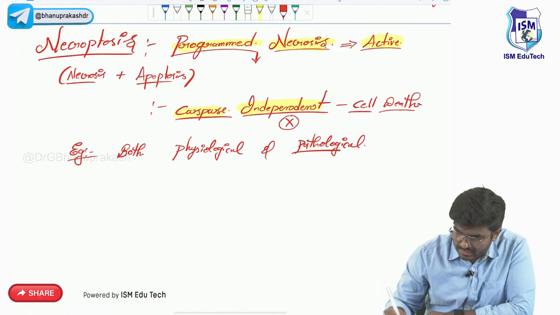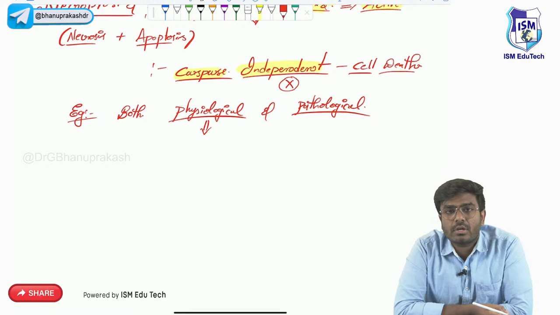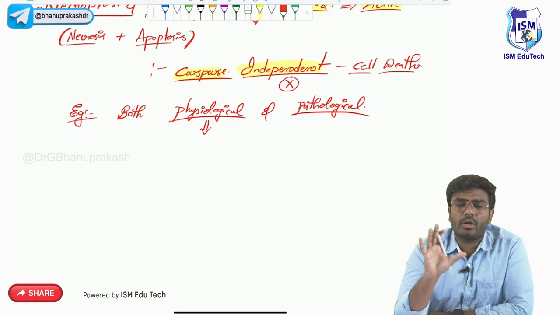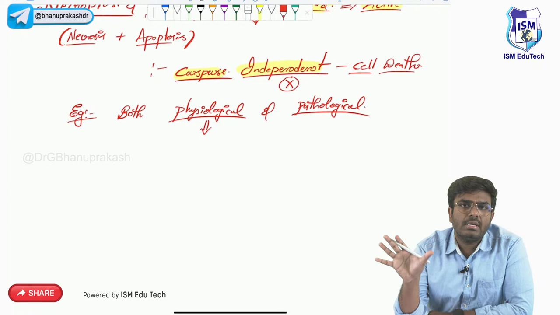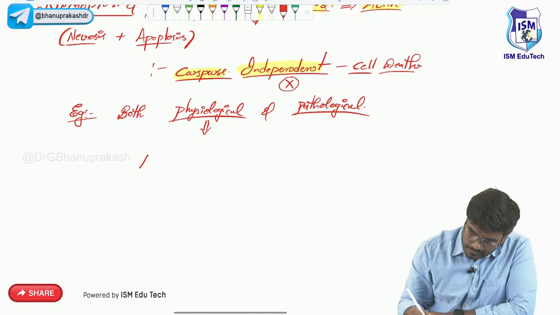Now, what is a physiological example of necroptosis? In our body, which cells are undergoing necroptosis? Direct questions. As a doctor, to clear the exams, you should know this. Simple, no need to go through the entire thing. We are not going to be pathologists. The simple thing you need to know for your exams is which cells in our body undergo necroptosis during growth plate formation. In our bones, we all know there is something called a growth plate.